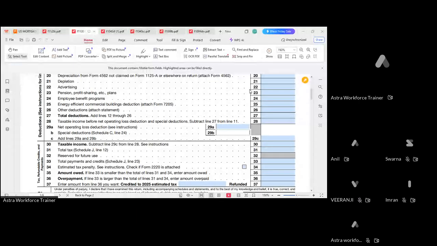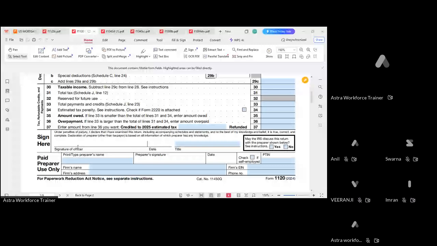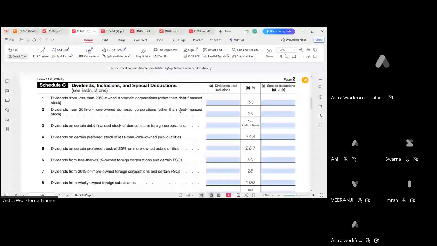Right, so here in the 1120 you'll get the net operating income or loss, and the taxable income. What are the taxable income and the total tax they will get? What are the tax deductions the borrower will get? So everything will be updated over here.